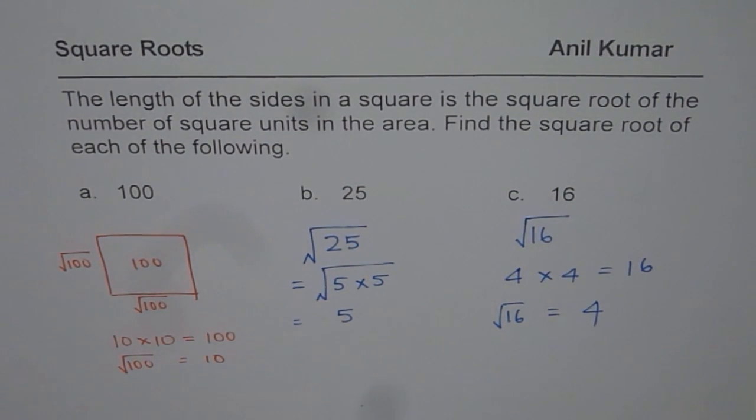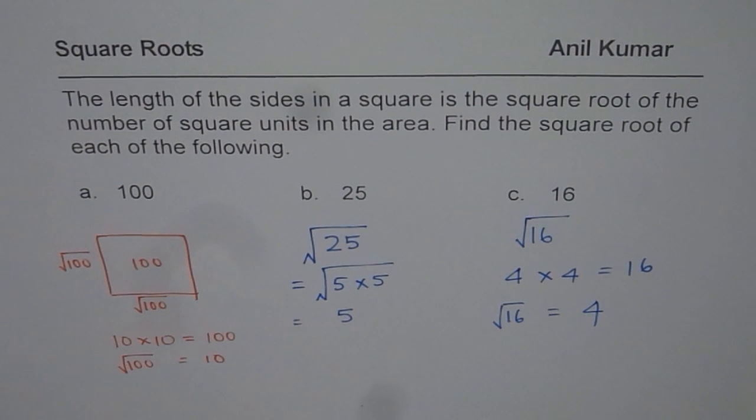So you go through this video, try to understand how we found the square root. And the very basic concept is that the length of the sides of a square is the square root of the number of square units in the square.